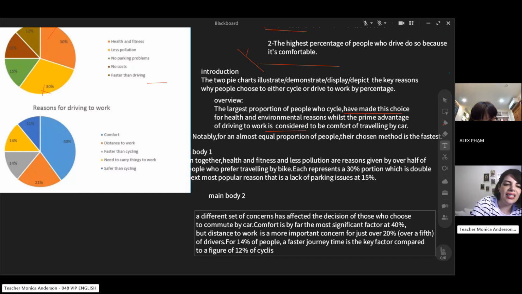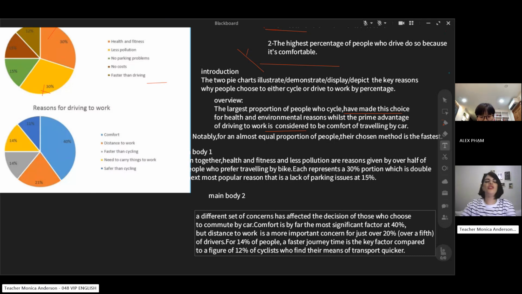Cyclists who find their means of transport quicker. Means of transport means car, the vehicle, okay? Means of transport quicker. And finished. This is my essay.